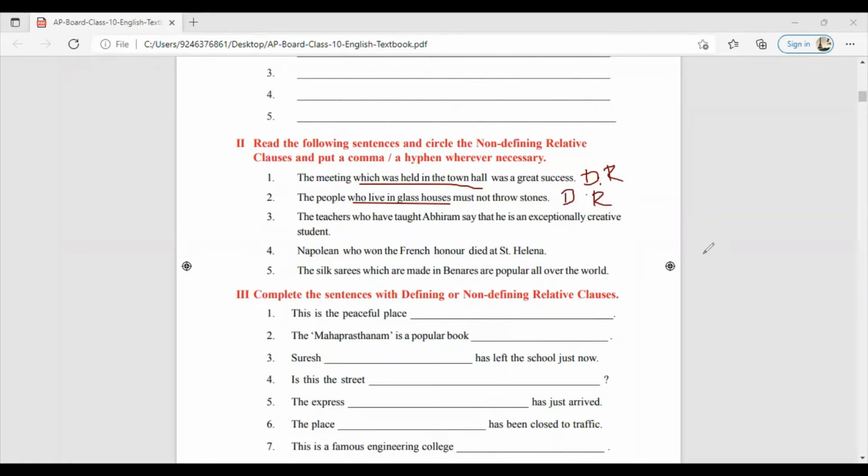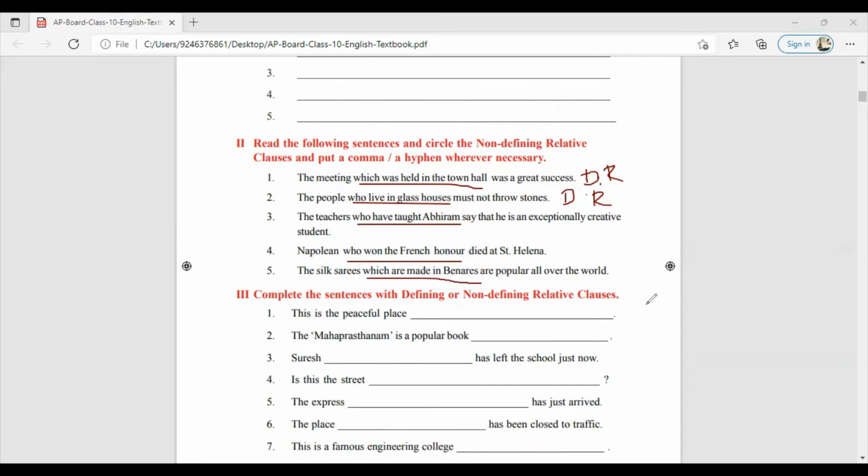"The teachers who have taught Abhiram." This is also a defining relative clause. Then if you see "Napoleon, who won the French honor, died at St. Helena." See, who won the French honor. Correct? Next, "The silk sarees which are made in Benares are popular." Which are made in Benares.